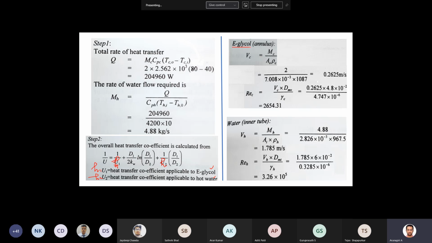In the problem itself, it is given that ethylene glycol is flowing in the annulus. Here the mass flow rate is given, 2 kg per second. So you have to calculate the velocity. You know m dot is equal to A V rho. You should not confuse this area. This area is the cross sectional area, so it's not the heat transfer area. This is dealt with the fluid flow. So the cross sectional area: 2 divided by A naught times rho. You have to calculate this area, this annulus.